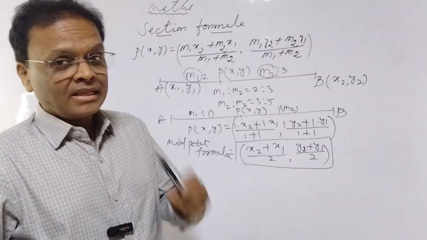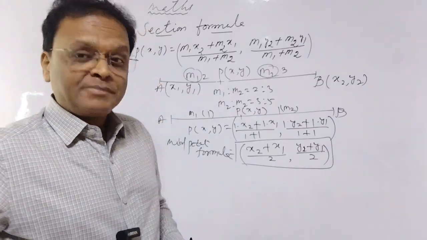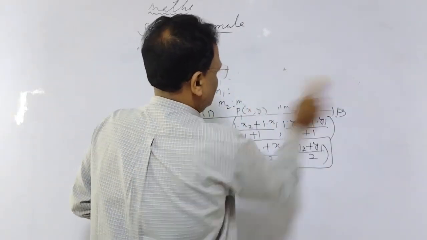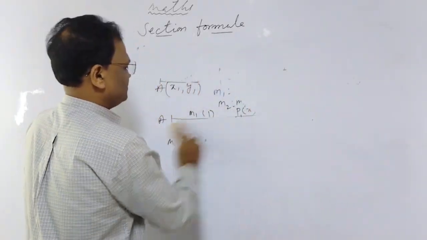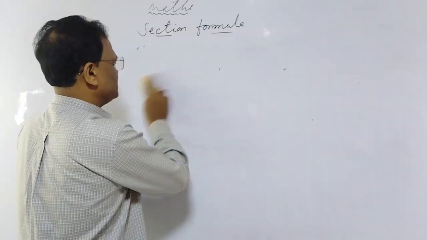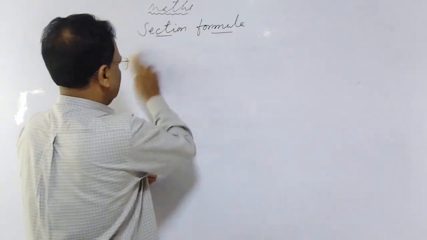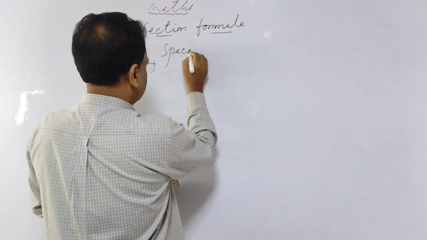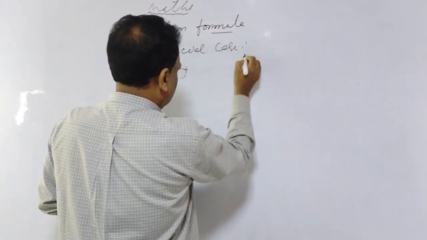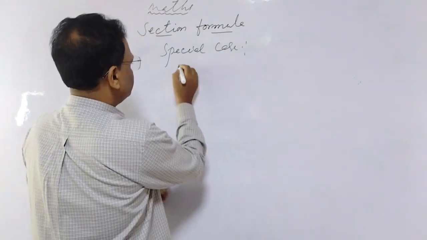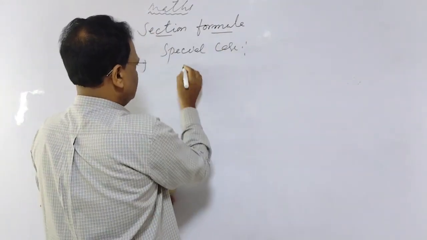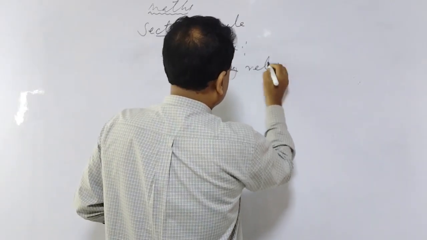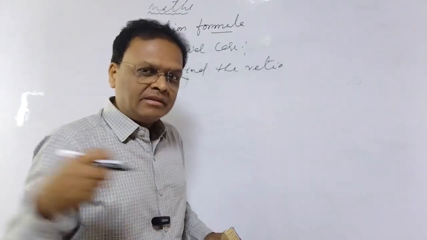Now, there is a special case. If he is asking to find the ratio, suppose the ratio here is not given. One special case is there. So what is the special case? Find the ratio in which the line segment divides.